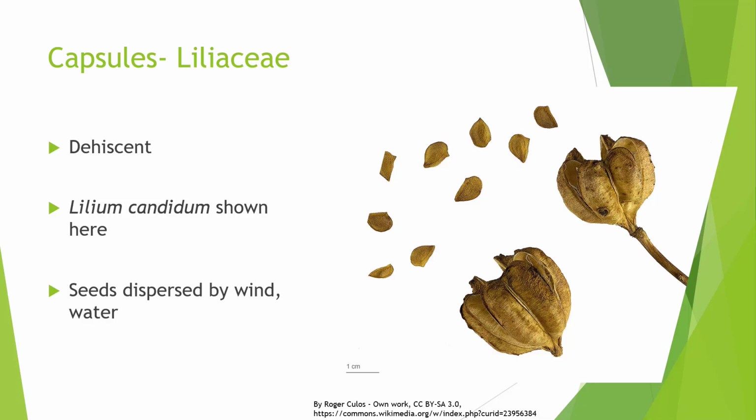Capsules are a type of fruit found in the Liliaceae and other families. Capsules are dehiscent. They will break along lines and they will allow the seeds out. These are the fruits of Lilium candidum, which is a common ornamental plant, and the seeds can then be dispersed by wind and water or just movement of the dirt or on animals.